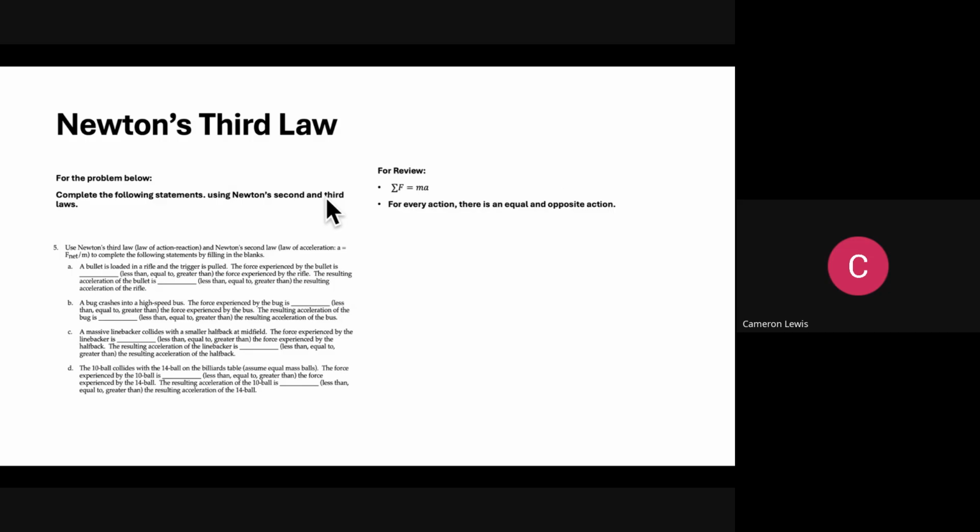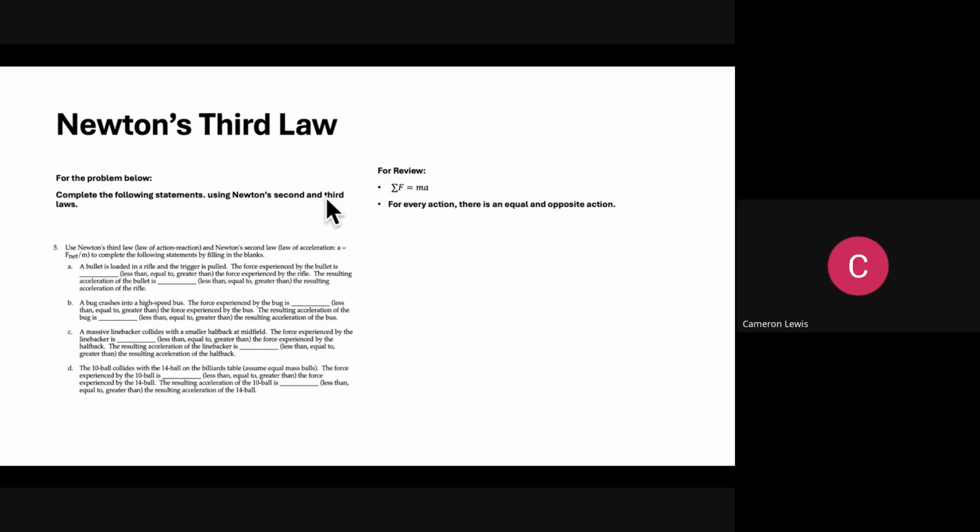A bug crashes into a high-speed bus. The force experienced by the bug is less than, equal to, or greater than the force experienced by the bus? Less than. Go back to third law. Oh, no, I'm sorry. It's greater than. It's greater than. Go back to third law.